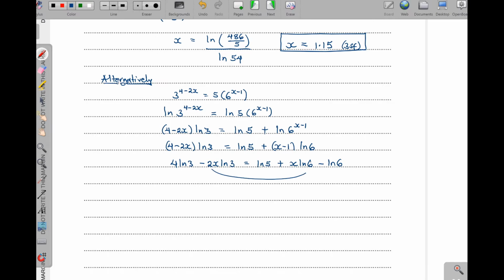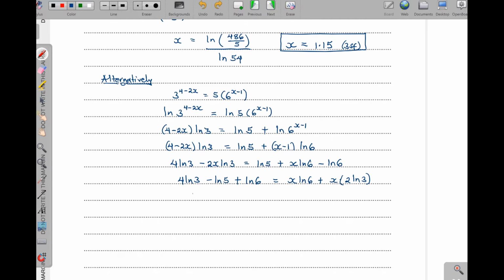Put x on one side, I can bring it to this other side, then these ones here, bring them this side. So we are going to have 4 natural log of 3 minus natural log of 5, then plus natural log of 6. Then this one is going to be equal to x natural log of 6, then plus x times 2 natural log of 3. Not so? This one here is the same as this. So I want to single out x.